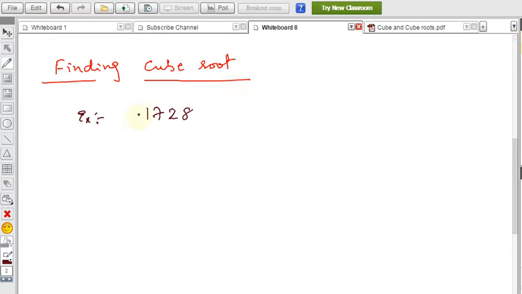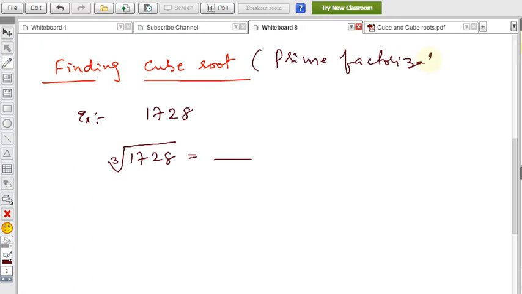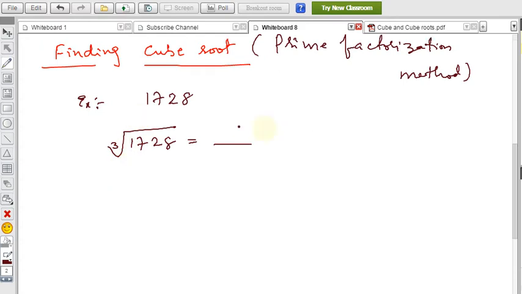That is, cube root of 1728 is equal to dash. So to find the cube root I am using the prime factorization method. Take 1728 and factorize it with prime numbers. First the 2 table, because 2 is the first prime number.